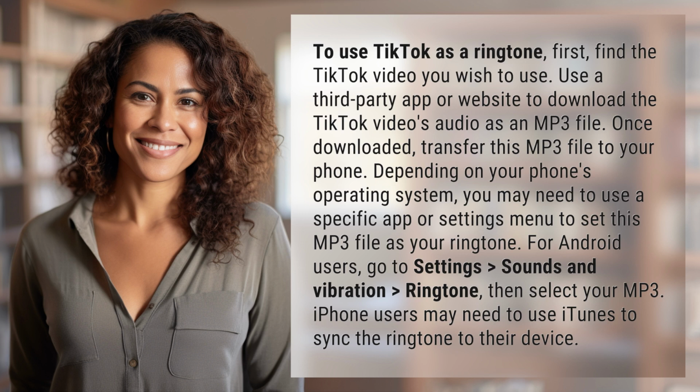Depending on your phone's operating system, you may need to use a specific app or settings menu to set this MP3 file as your ringtone. For Android users, go to Settings, Sounds and Vibration, Ringtone, then select your MP3. iPhone users may need to use iTunes to sync the ringtone to their device.